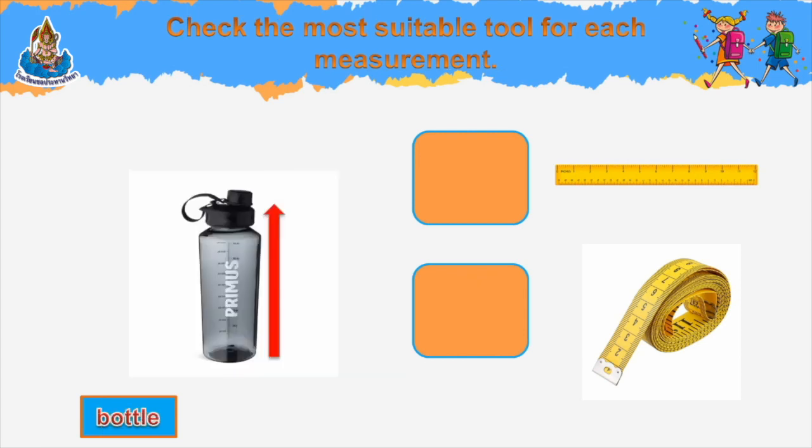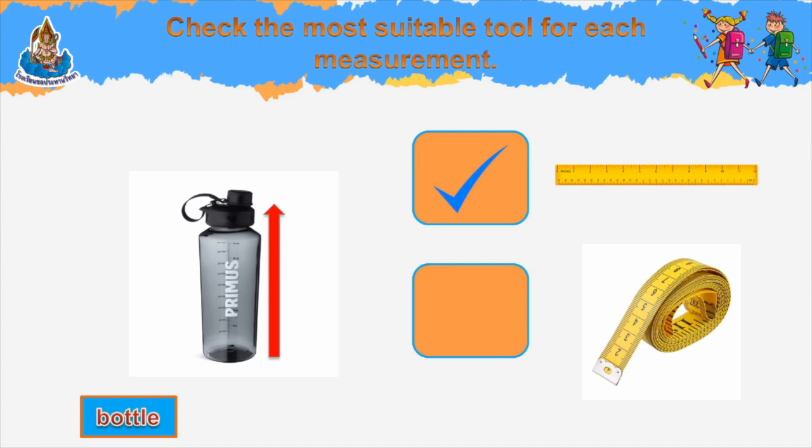Next one. How about this? This is a bottle. So if we're going to measure the length of a bottle, which one should we use? A plastic tape measure or a ruler? So look at this, it's a small thing. We are going to use a ruler, because this is a small thing. Then we can use a ruler to measure it.